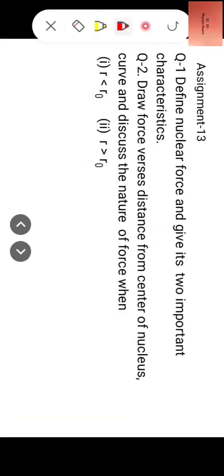Now assignment 30, question number 1. Define nuclear force and give its two important characteristics. Question number 2. Draw force versus distance from center of nucleus curve and discuss the nature of force. Number 1, when R is less than R0. Number 2, when R is more than R0.